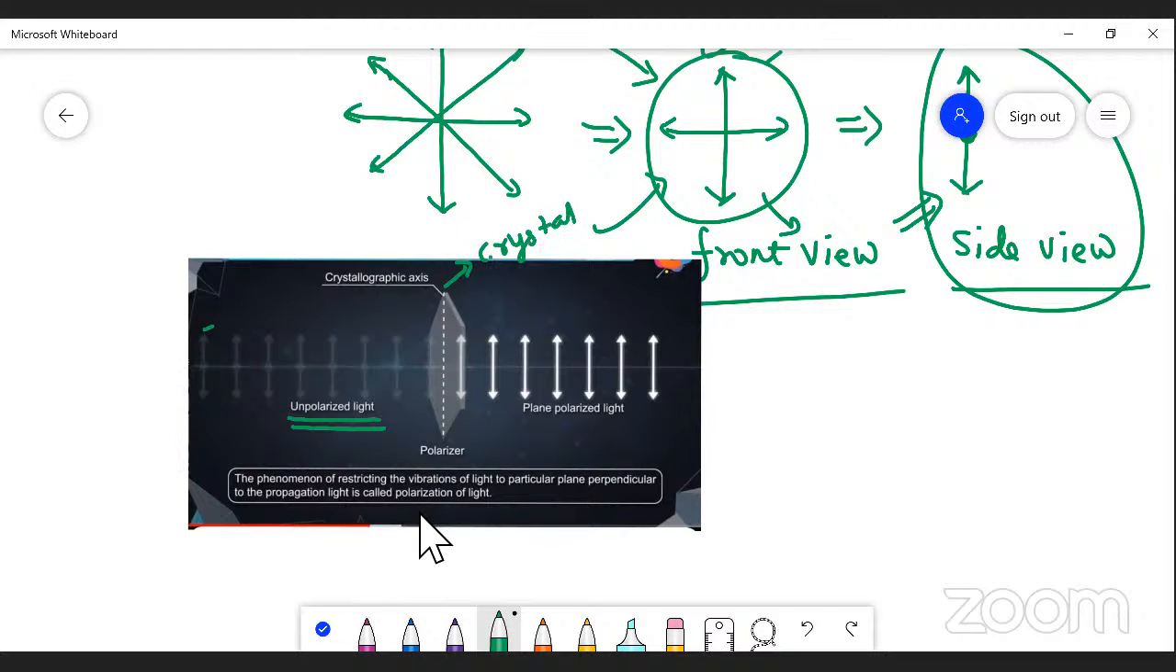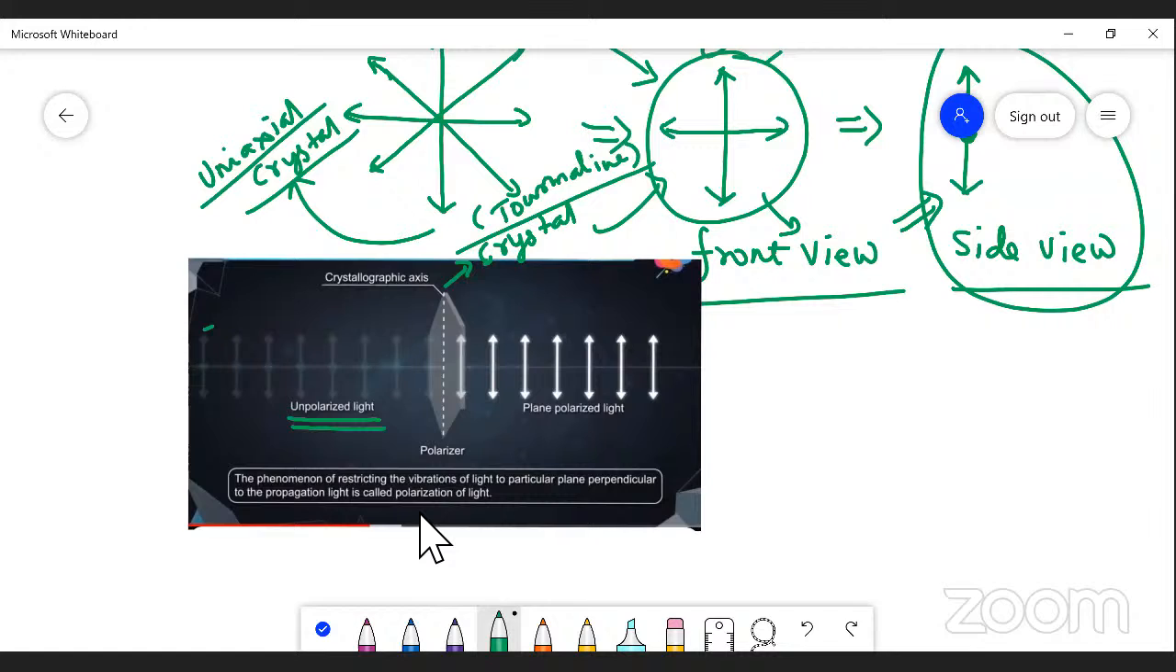this is a crystal. For example, tourmaline. Tourmaline crystal is one of the uniaxial crystals. What is a uniaxial crystal? A crystal which consists of only one optic axis, or only one crystallographic axis, is known as a uniaxial crystal.